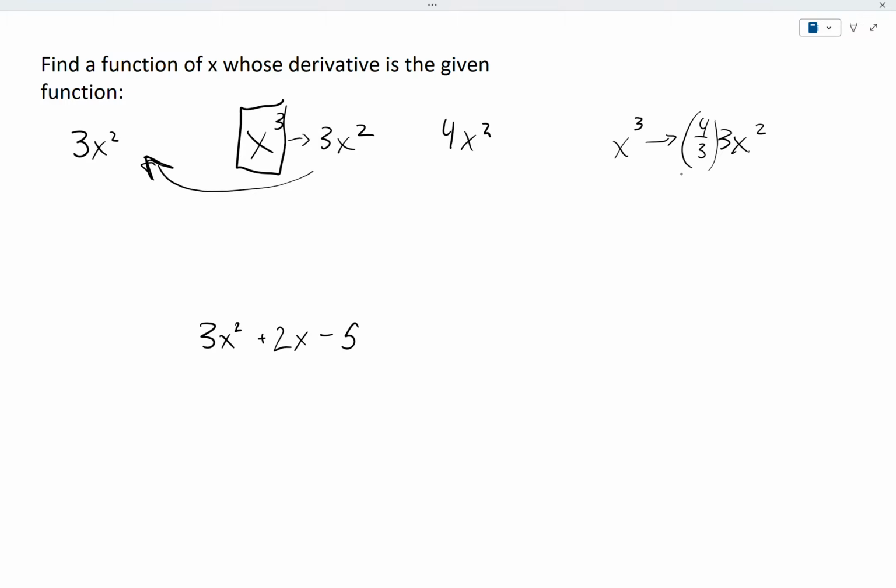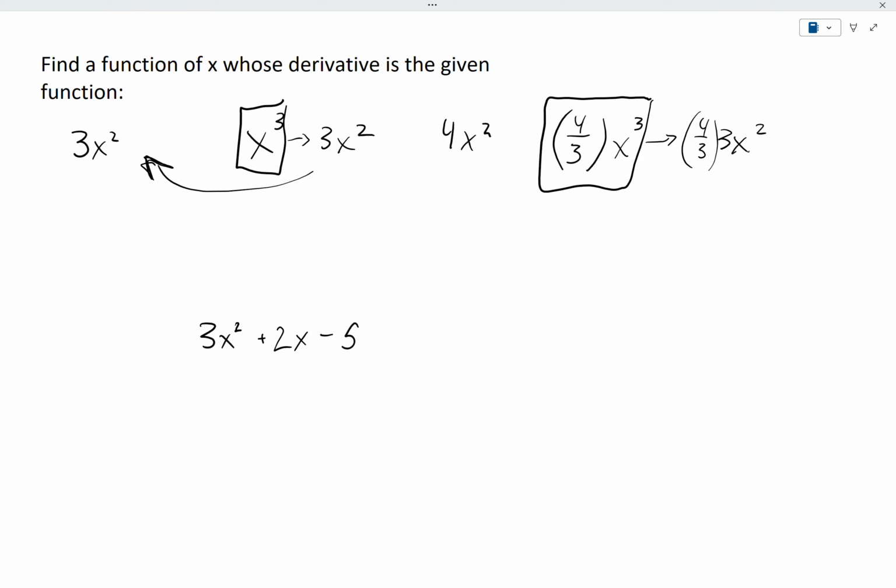So this coefficient out front, if the original function had that coefficient out front, you would do the power rule, pull the power out front, cancel with that 3 in the denominator, and you'd just be left with a 4, and it would be 4x squared. So as you can see, this is the original function, 4/3 x to the third.